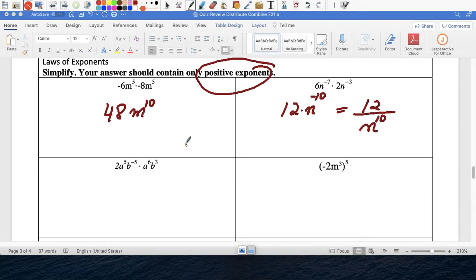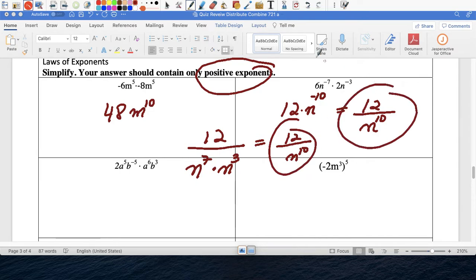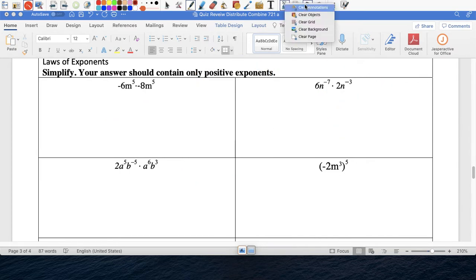It's one way of doing it. Some of you might have done this right away. You could have multiplied 6 times 2 and got 12. And then you could have thrown the n^7 down here, making it positive, and thrown the n to the third power down, making it positive. Then you can apply the product rule, right? n^7 times n^3 is n to the 10th. Notice that you get the same answer. It's just a matter of choice.